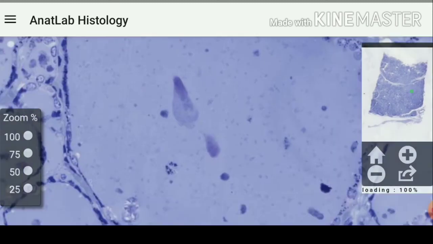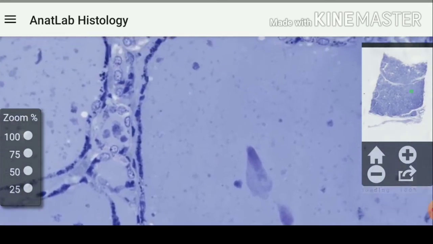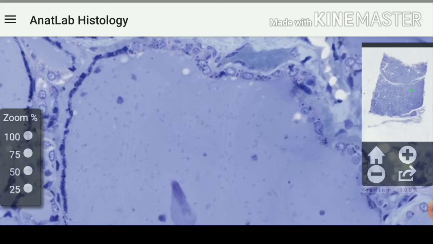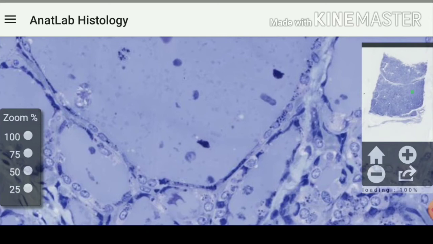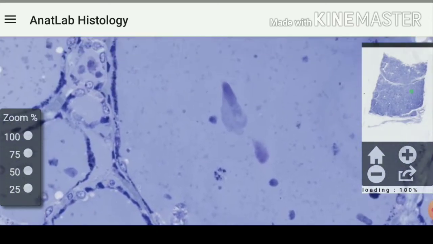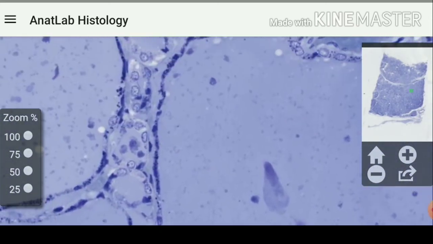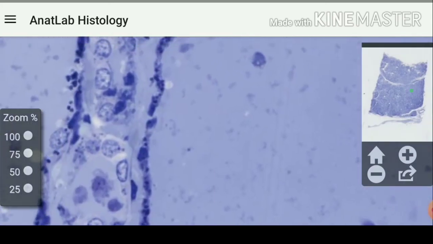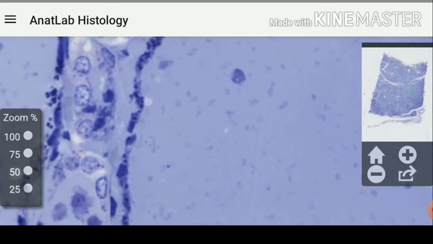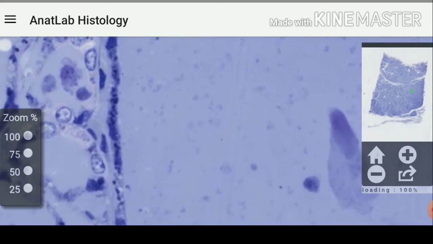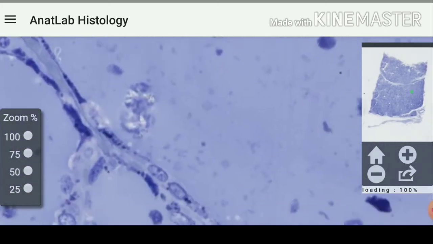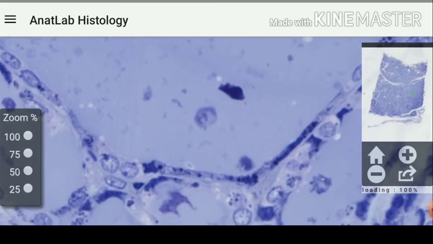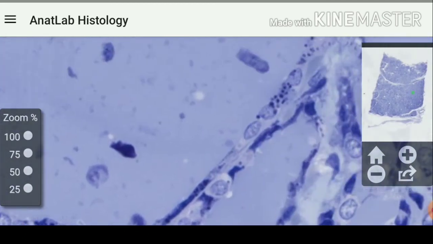If I further zoom this image, I can see a thin margin of cellular layer covering the colloid. So these are the follicular cells, and the follicular epithelium is a type of cuboidal cells. So these are the cuboidal cells, or the follicular epithelium, which are responsible for the synthesis of thyroid hormone. So here I can see all. I will show you a better image of this after that.